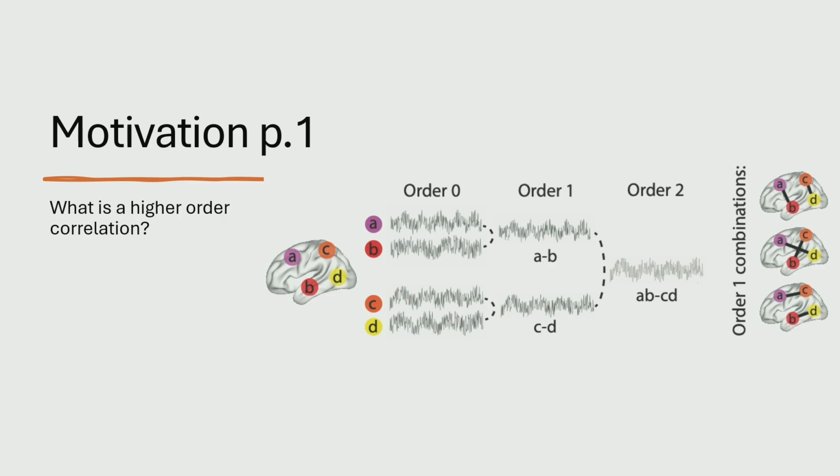Our 0th order correlation, or 0th order data, is just going to be the raw fMRI data seen there in order 0. Our 1st order correlation is going to be the correlation between those raw activity patterns. And the 2nd order correlation is going to follow from that and be the Pearson correlations between those 1st order correlations.